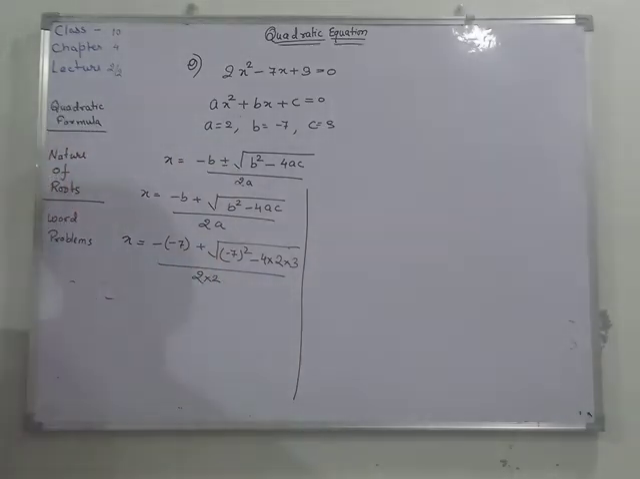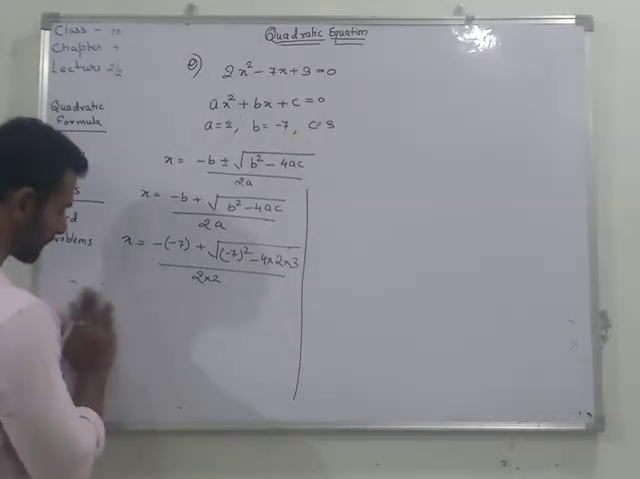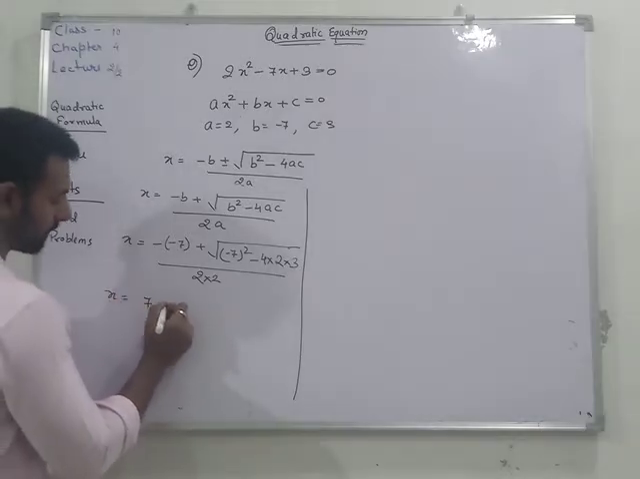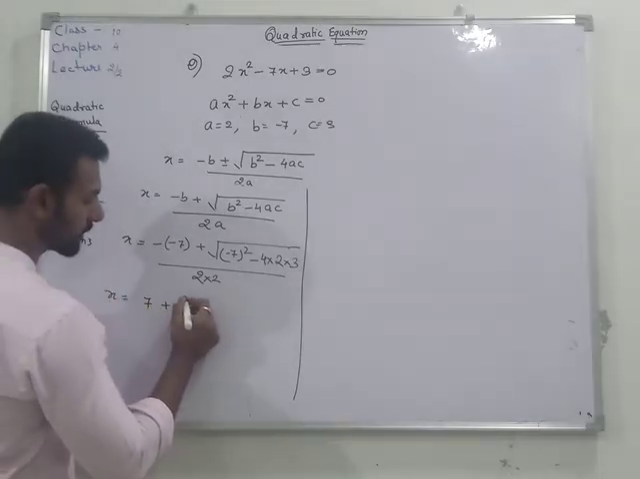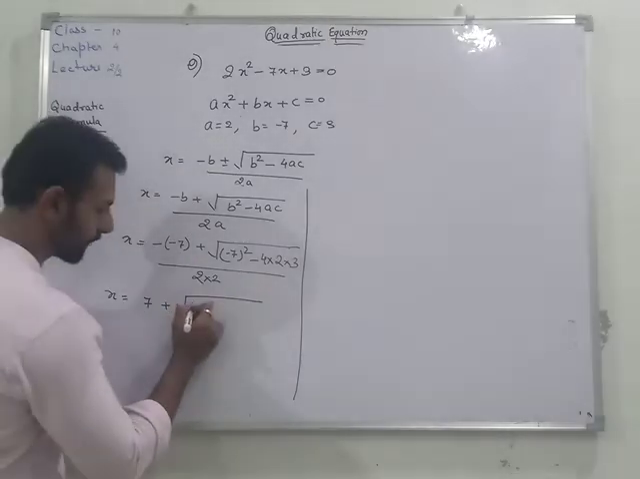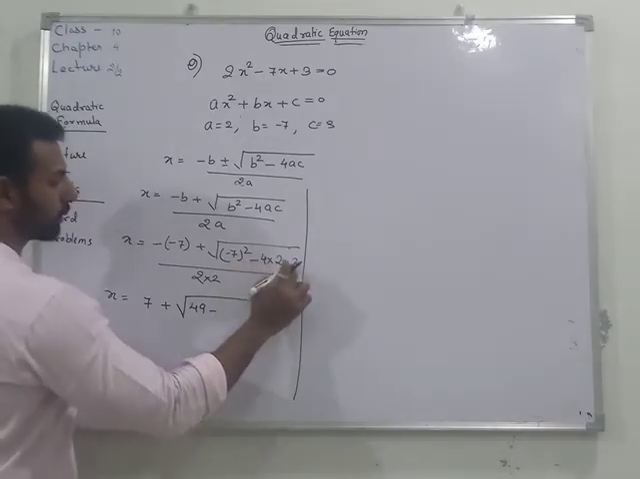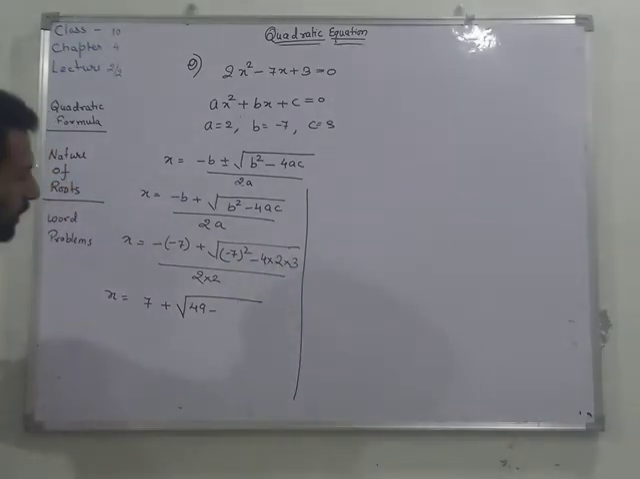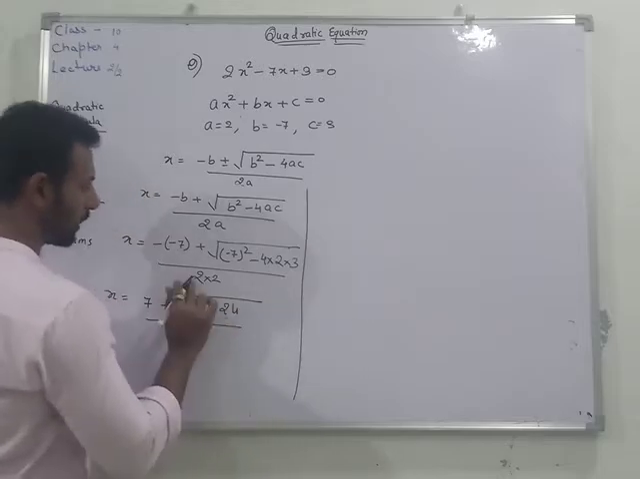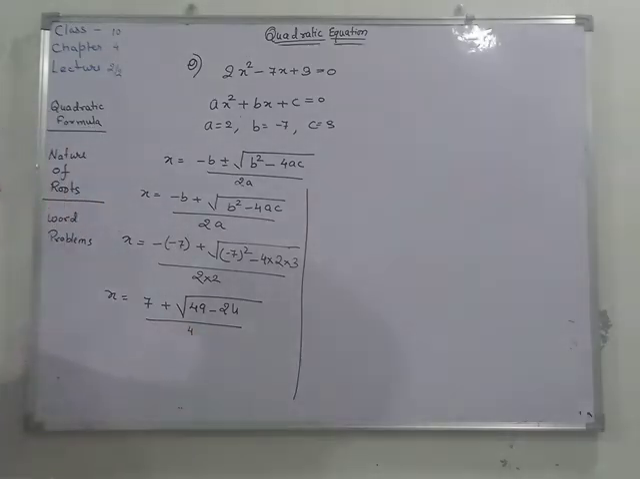Now solving this, minus into minus plus 7, we are getting x is equal to 7 plus under root of 7 square. 7 square will be 49, minus 4 2s are 8, 8 into 3 is 24. Whole upon 2 into 2 will be 4.